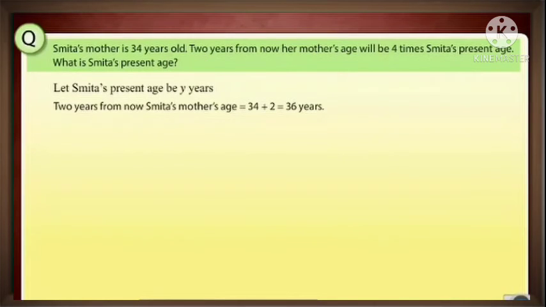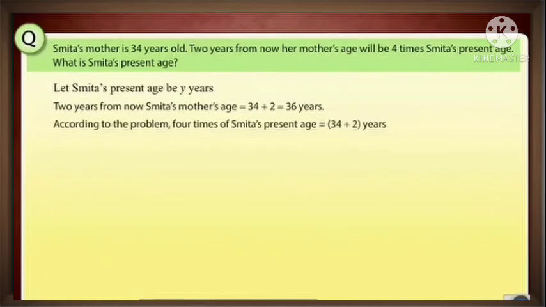Presently, Smita's mother is 34 years old. So 2 years from now, she will be 36 years old. We know that 2 years from now, Smita's mother's age will be 36, which is 4 times Smita's present age. Therefore, we have the equation 4y is equal to 36.